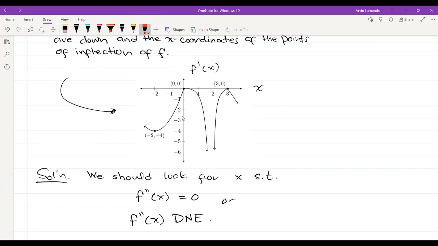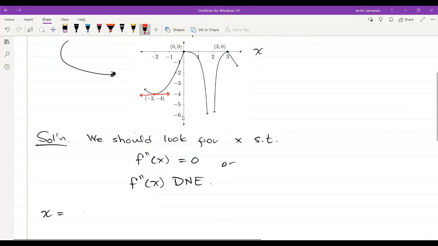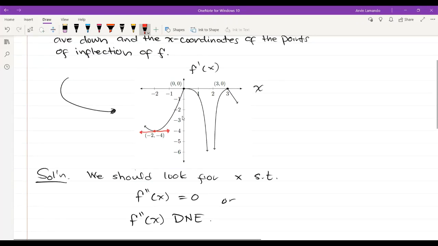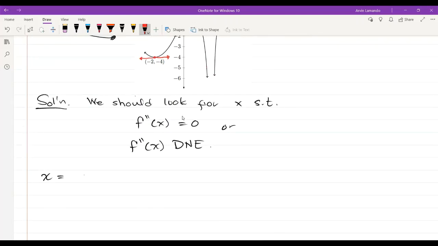So as we can see, the tangent line of f prime of x at x equals -2 is a horizontal line. The slope of a horizontal line is 0. Therefore, f double prime of x at x equals -2 is 0. So therefore we have found that x equals -2 is a possible point of inflection.